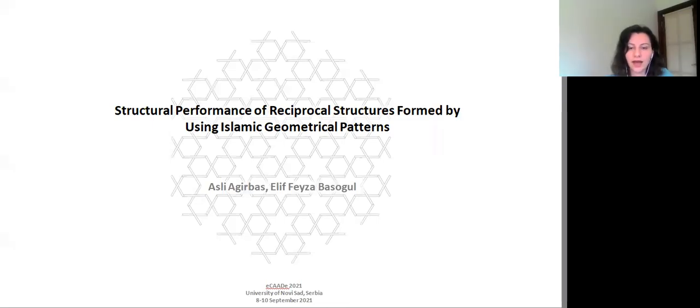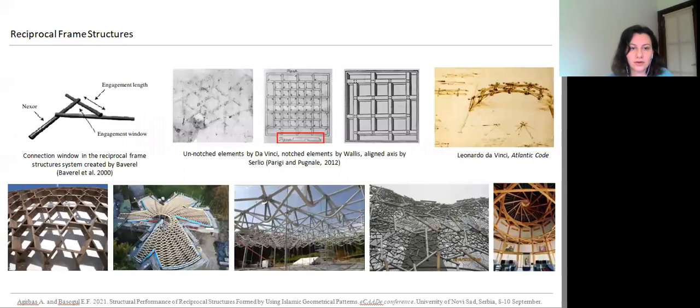Hello everyone. Today I will talk about structural performance of reciprocal structures formed by using Islamic geometrical patterns. So let's look at what reciprocal frame structures are first. Reciprocal frame structures consist of mutually supported rigid elements. The module in a reciprocal frame structure is a short piece of the whole structure.